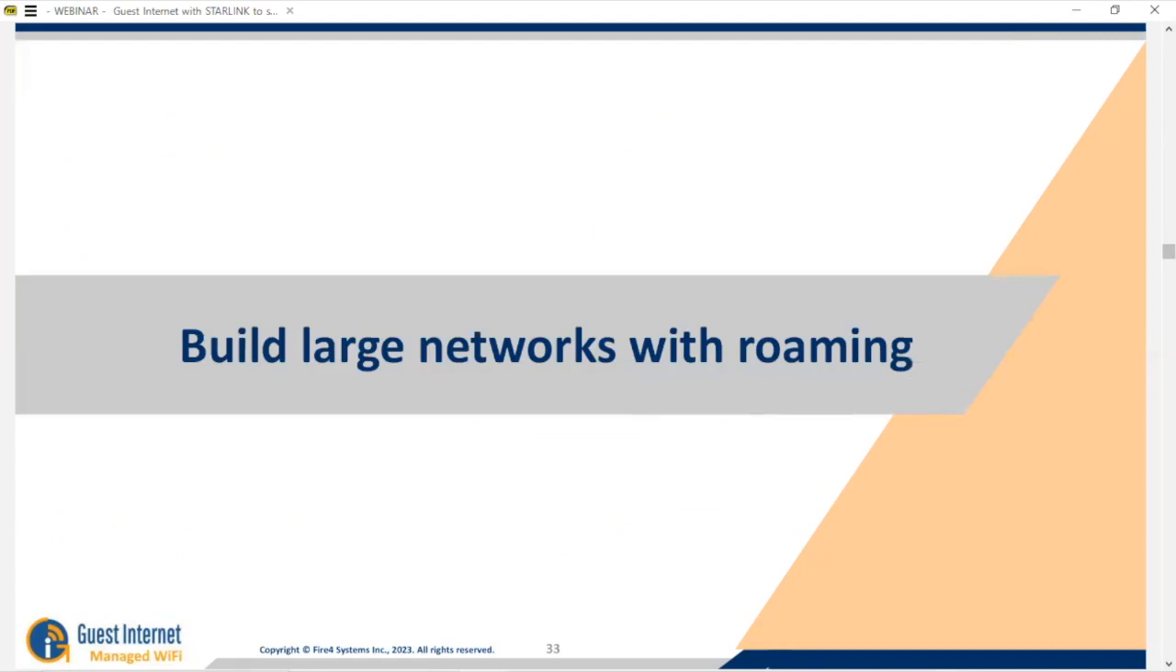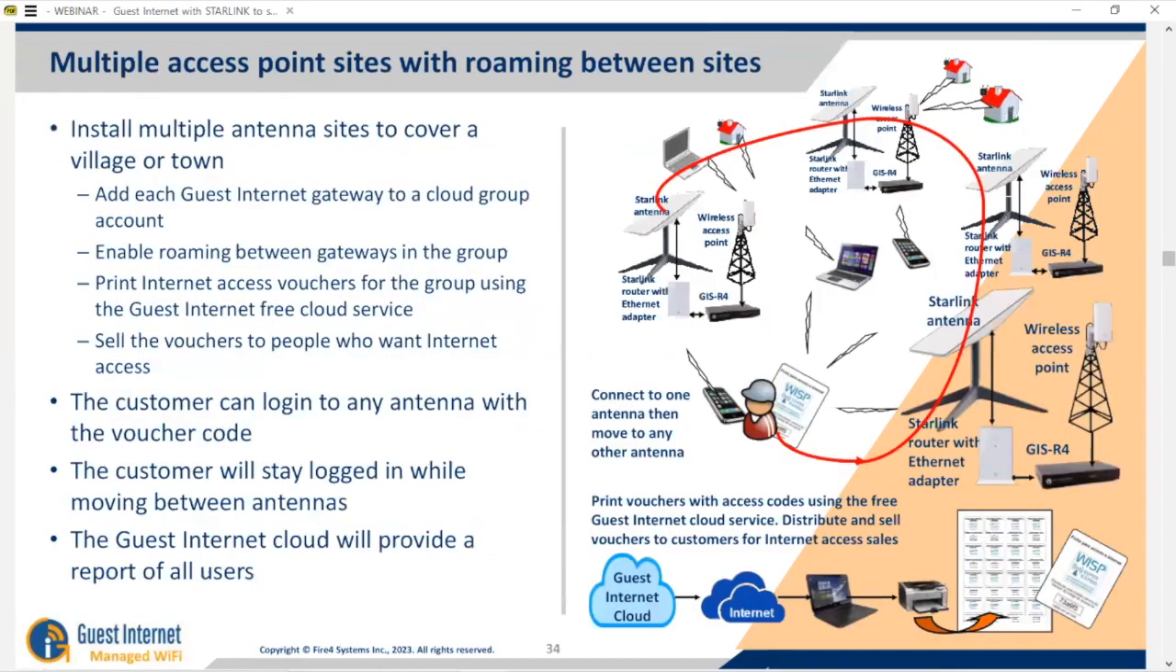Now, one of the important features of guest internet is the ability to scale the service, to build large networks and have roaming throughout the network. And so we can build a network with several locations. Each Starlink antenna has one or more wireless access points, which provides a service. And so the user who has the access code can connect to one antenna and then move to other antennas and stay connected to the internet.